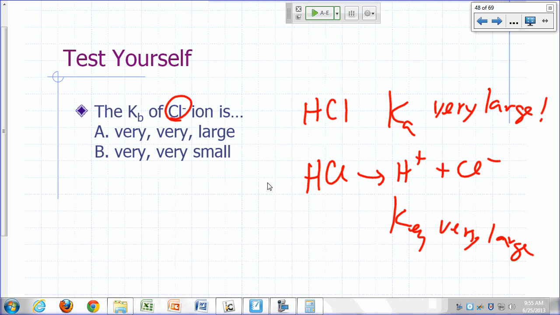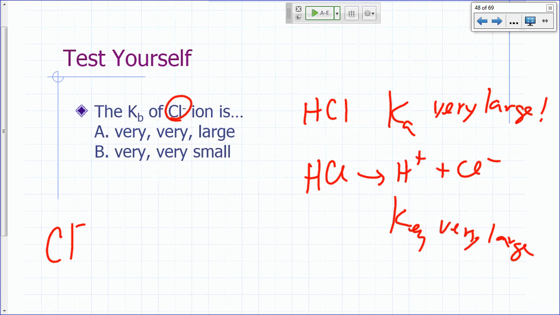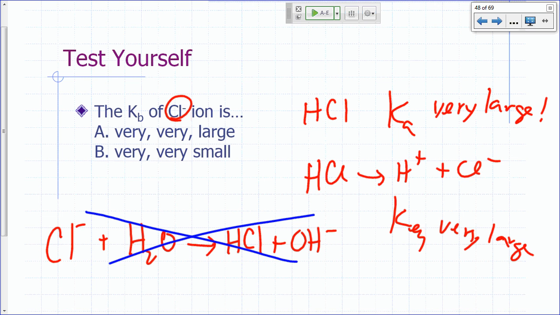In fact, chloride ion, okay, if I were to ask you, why is a sodium chloride solution, why doesn't the chloride ion make your water basic? You would say this reaction right here, where chloride reacts with water to give you HCl and hydroxide, this doesn't happen at all. Hardly ever happens, because your chloride is a very weak base. So it cannot pick up a proton from water. HCl is a very strong acid, so it's not going to stay as a molecule in water. So the correct answer for this is B, very, very small.